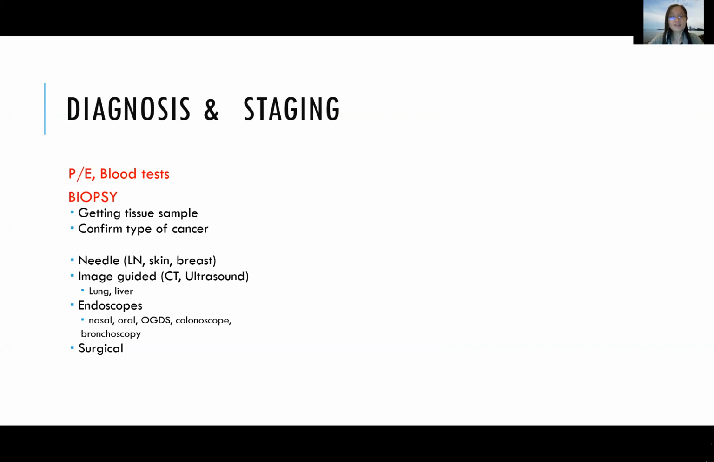So if the lesion is very superficial, like lymph node, skin, or breast, you can just do a needle biopsy. If it is deep-seated, then you might need CT-guided or ultrasound-guided help, usually by our interventional radiologist, for example for lesions in the lung or in the liver. We may call in help from the gastro or respiratory physician for scopes: nasal scope, oral scope, OGD, colonoscopy, and bronchoscopy, for example, and biopsy from there. Or if it's not accessible, the surgeon may need to go in for a surgical resection and get HPE from there.